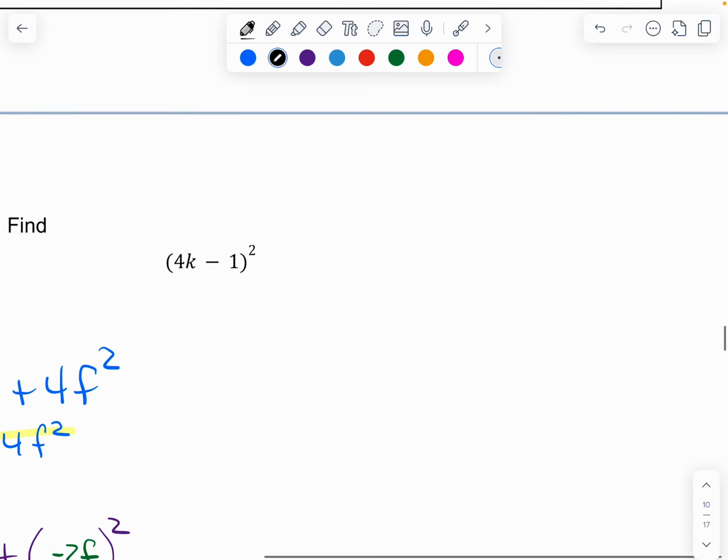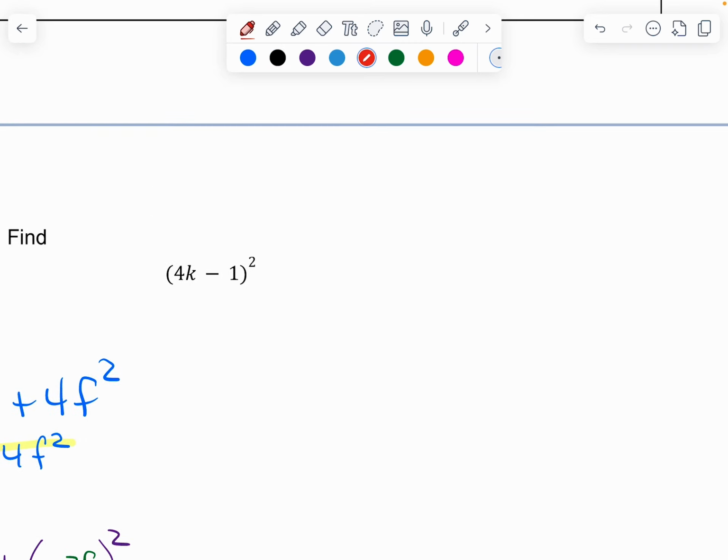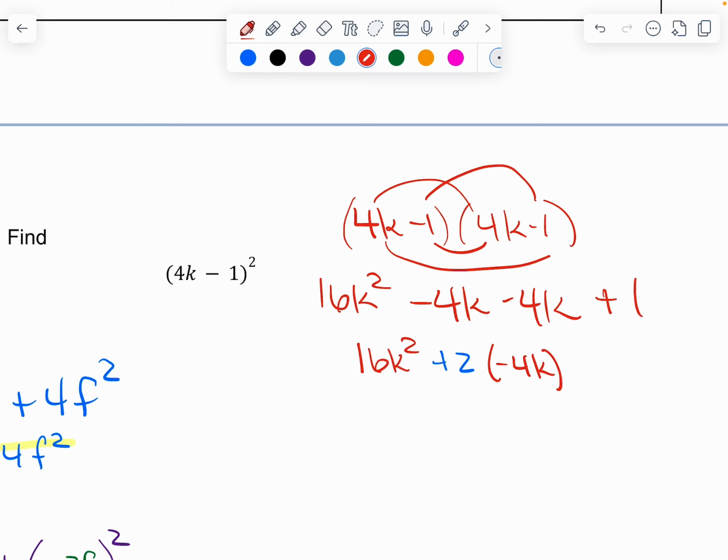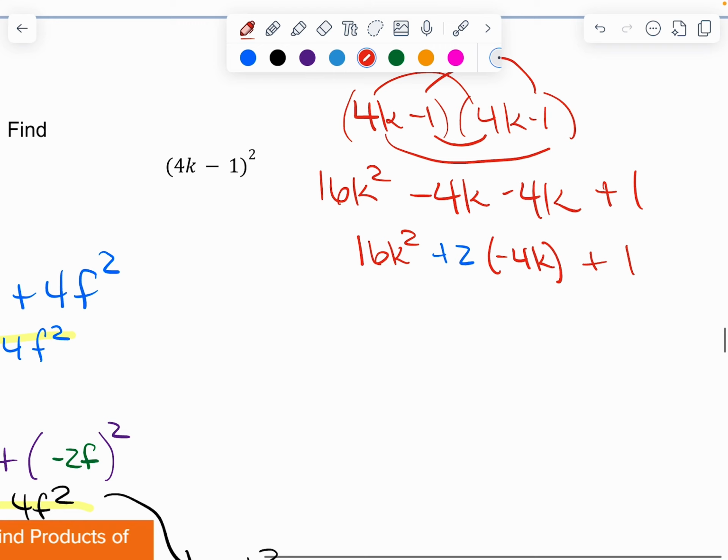Okay, so let's do this one. And this one has tons of space. So if I started with 4k minus 1 times 4k minus 1, and I did this, I would get 16k squared, and this negative 4k, and this negative 4k, and this I would get plus 1. So I have 16k squared, then plus 2, and then negative 4k, and then plus 1. So let's do it the other way.